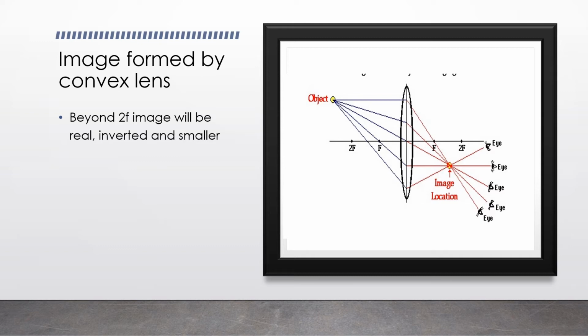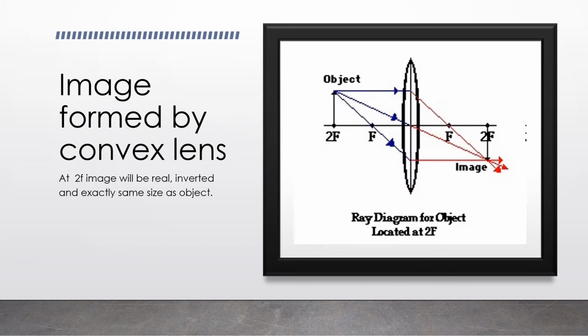Now I am taking my object from here, and we will change the placement of the object. The point is 2f. I placed my object at 2f. The arrow is basically telling me about the object height. So students, what will happen?